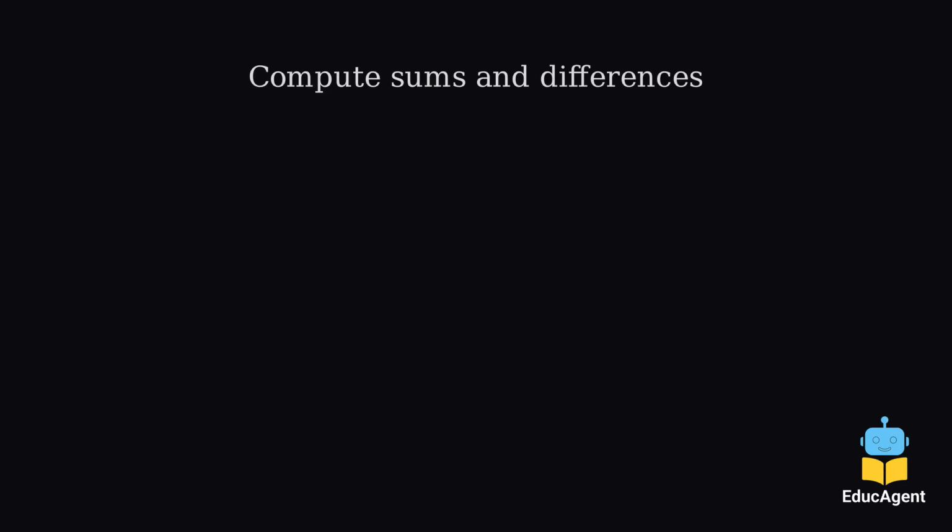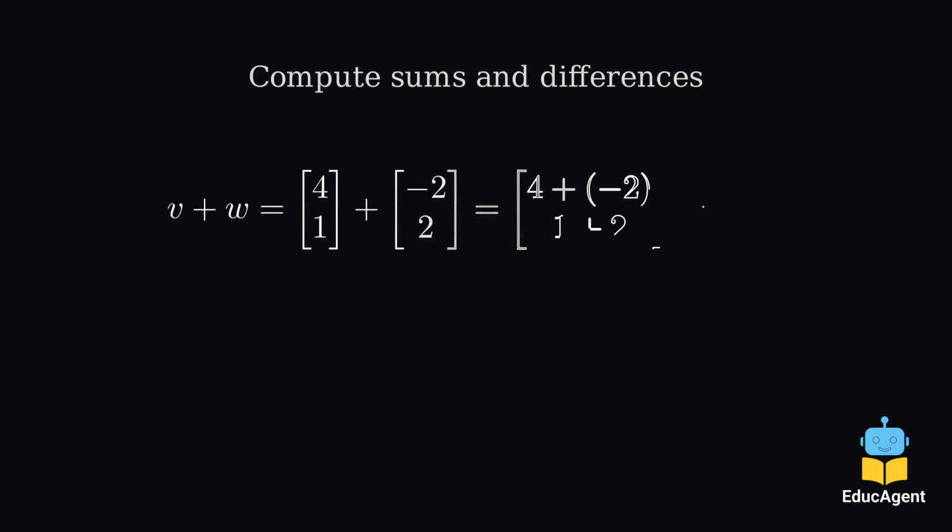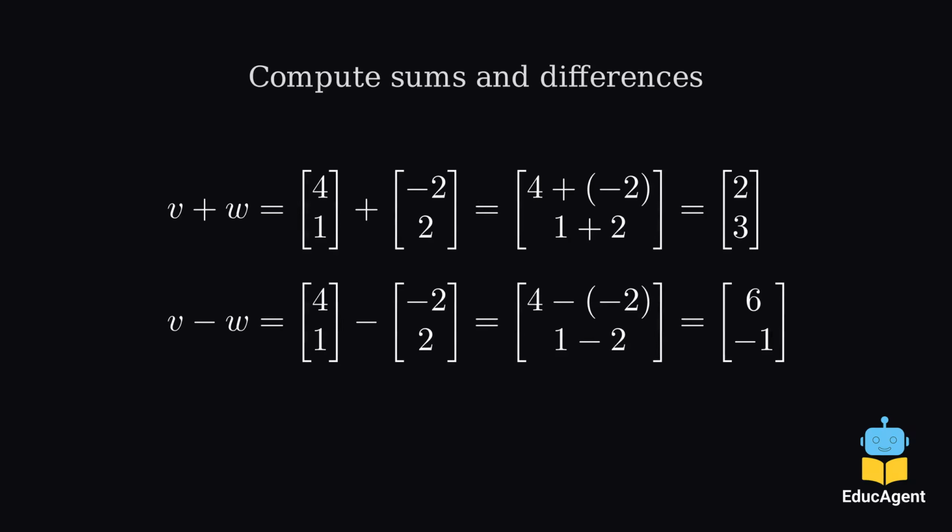First, we compute the component-wise sum and difference, so we know the endpoints. We get v plus w equals (2, 3), and v minus w equals (6, -1). These are the endpoints we will plot from the origin.